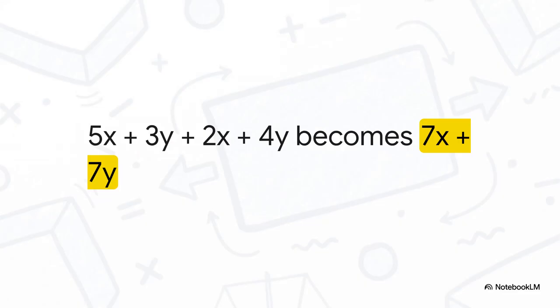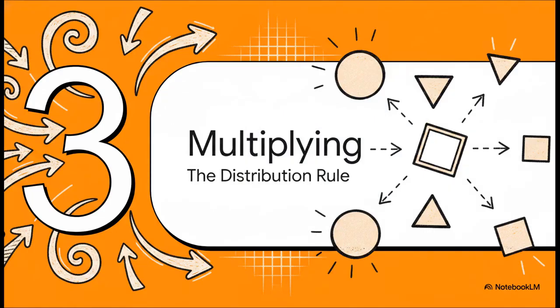Let's try one more, this time with two different variables. We have 5x plus 3y plus 2x plus 4y. The rule is exactly the same. Sort the x's together. 5x and 2x make 7x. Then sort the y's. 3y and 4y make 7y. And there's our final answer, 7x plus 7y. See, it's really just sorting. You have absolutely mastered sorting.